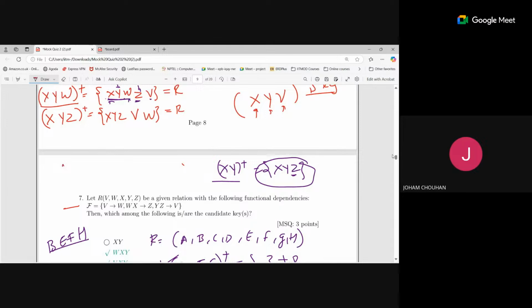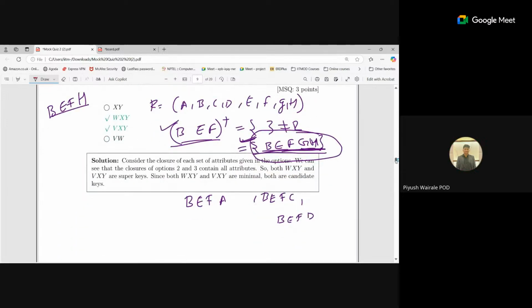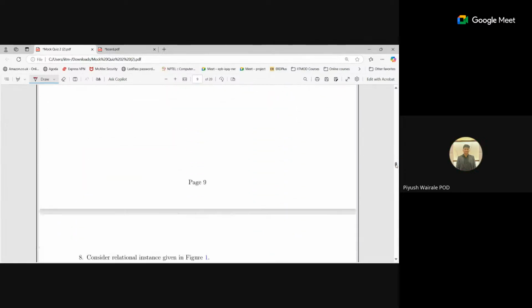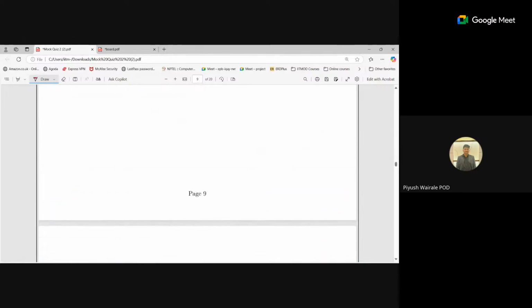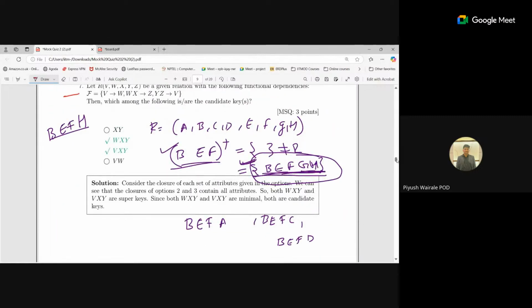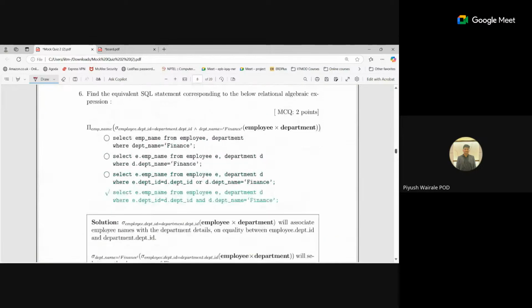Correct. Yeah. I explained that decomposition process to understand the concept in detail. In quizzes and exams, you can simply go through the options. That will be easier.